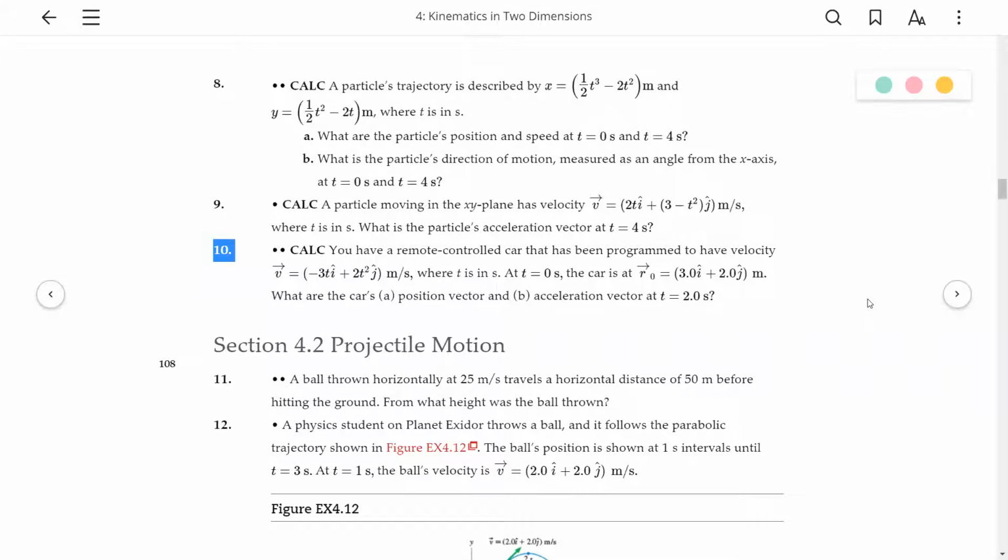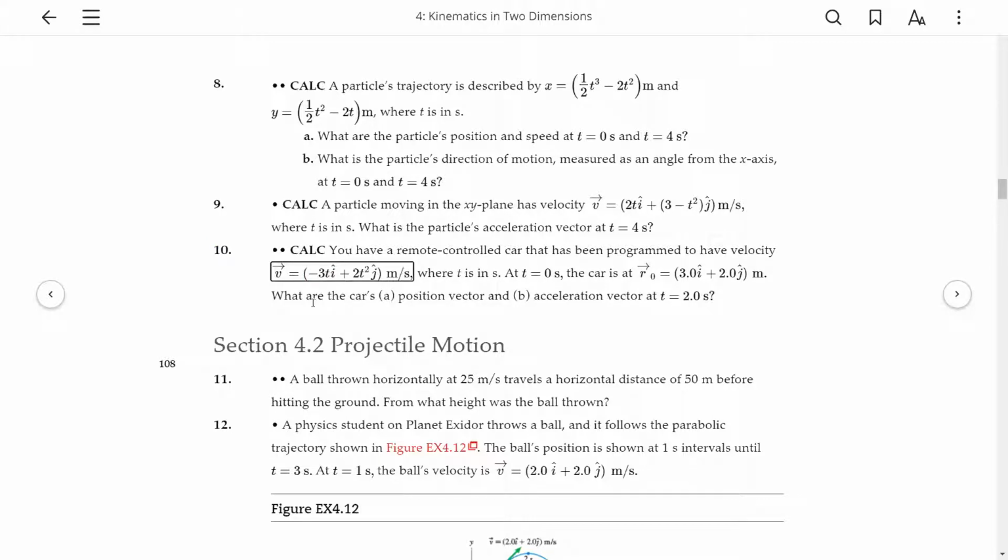Next up is number 10 from chapter 4. Uh-oh, what's this CALC? Does that mean we're going to have to do some calculus? Well, they give us the velocity as a function of time, and you'll notice that the x-coordinate is proportional to time.